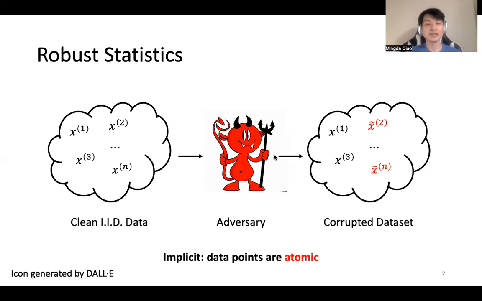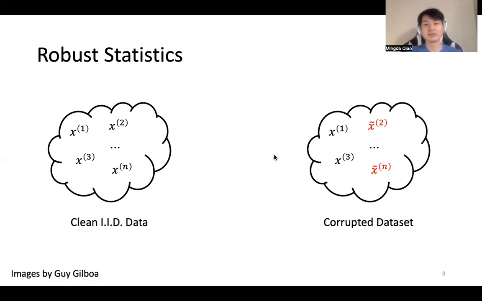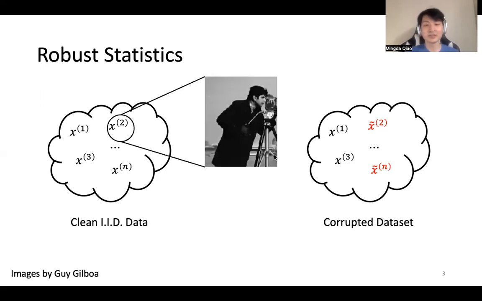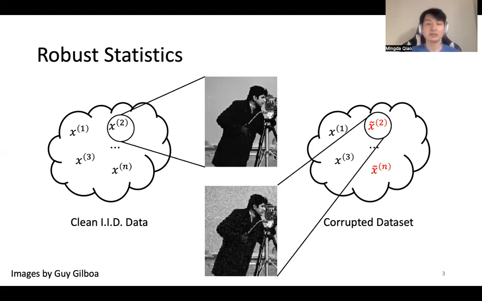The implicit assumption in this model is that each data point is an atomic object. So each data point is either entirely clean or completely under the control of the adversary in the final corrupted dataset. In some scenarios, this modeling assumption is not too realistic. Suppose that each x_i is an image that lies in very high dimensions. It's conceivable that in the actual dataset, the data point is not completely corrupted, but a small fraction of it is replaced by some adversary. So this motivates our study on a coordinate level model of corruptions.